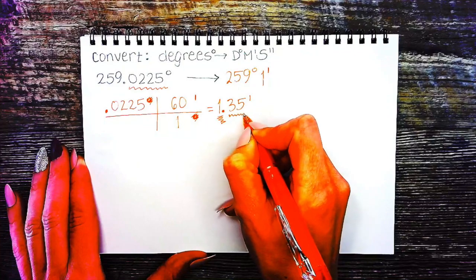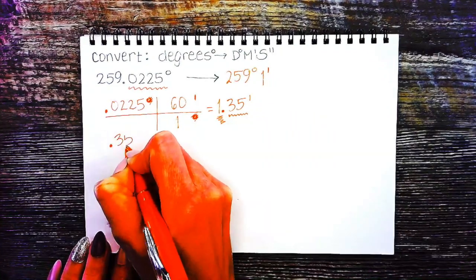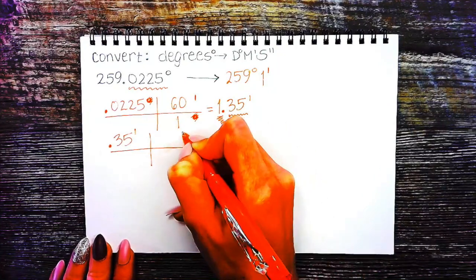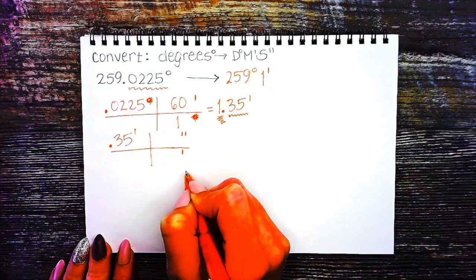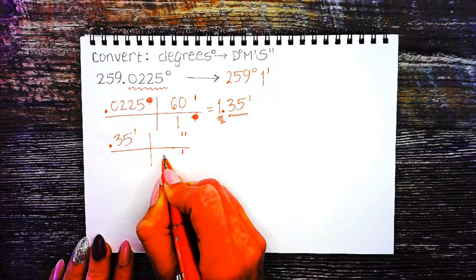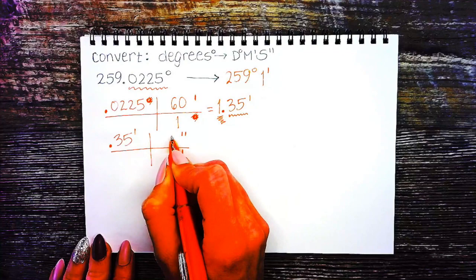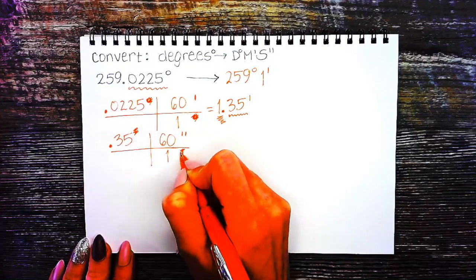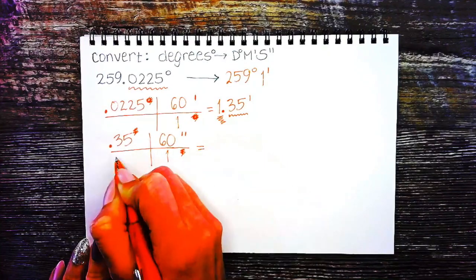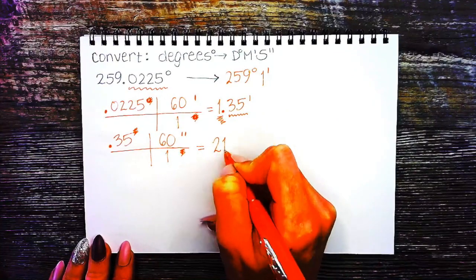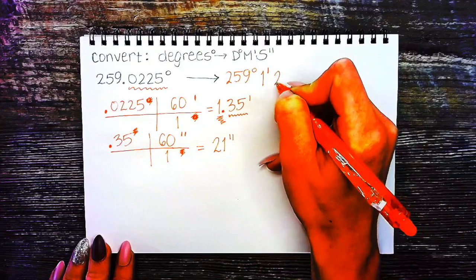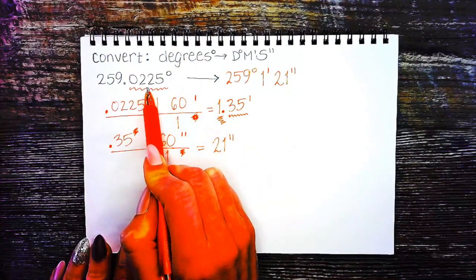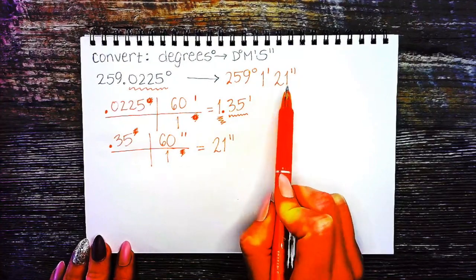Now we're going to take the decimal amount of our minutes, 0.35 minutes, and convert that into seconds. That means minutes needs to cross out and seconds needs to be left in our answer, in the numerator. Look at your notes. How many minutes equals how many seconds? 1 minute is equal to 60 seconds. The minutes will reduce out. Dividing by 1 means nothing to us. 0.35 times 60, and we'll get 21 seconds, which is the last part of our answer. So that means 259.0225 decimal degrees equals 259 degrees, 1 minute, and 21 seconds.